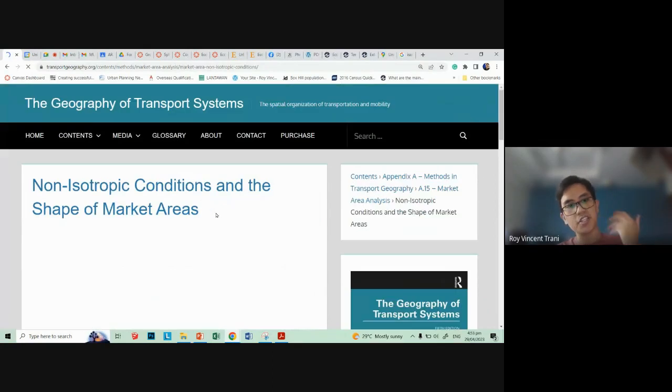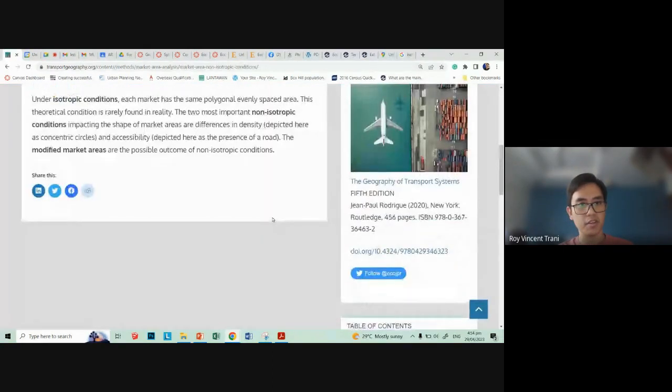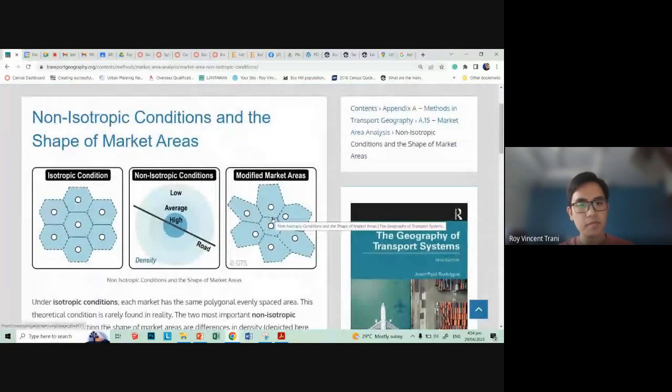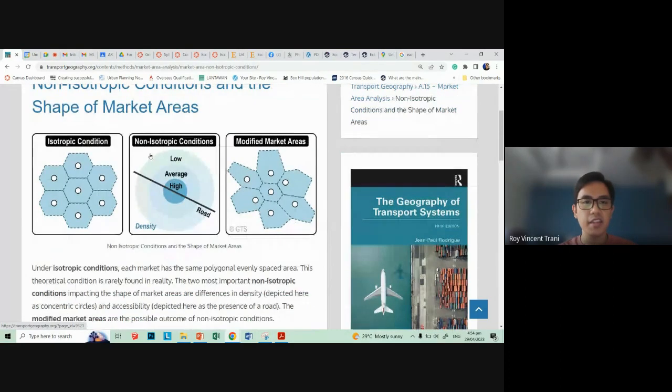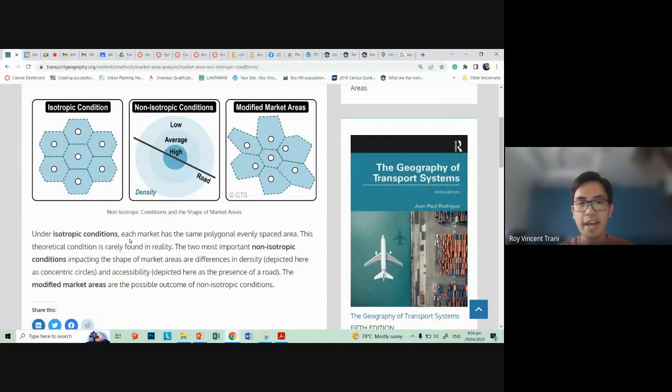Non-isotropic conditions and the shape of market areas. So this is another short discussion. You have isotropic condition, meaning the ideal condition. This doesn't happen in reality. And then the non-isotropic conditions, and then modified market areas. So there are three scenarios. Under isotropic conditions, where it's all flat, all even, each market has the same polygonal and evenly spaced area. This theoretical condition is rarely found in reality. So this is just a concept, like a best case scenario.